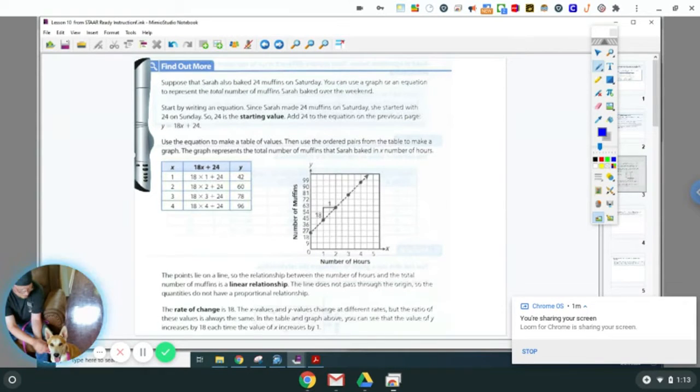So suppose that Sarah also baked 24 muffins on Saturday. So you can use a graph or an equation to represent this. Since you already had 24 muffins, your equation would now be y is equal to 18x plus 24, because 24 is the muffins that were on Saturday, plus the 18 muffins she bakes per hour on Sunday. And this would now be considered non-proportional because it doesn't go through the origin. Proportional relationships do go through the origin, and we'll hit more on that throughout this unit. We'll say that more than one time.